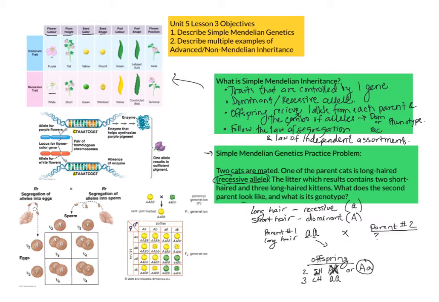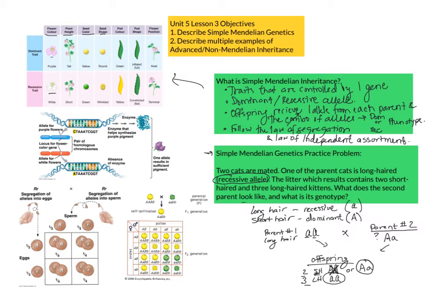Then we can think about parent number 2. Parent number 2 must have at least one dominant allele, because the dominant allele leading to these short-haired kittens can't be coming from parent number 1. It has to be coming from parent number 2. And because this set of parents also had some long-haired offspring who are homozygous recessive, parent number 2 must also have a recessive allele, in order to account for the fact that these offspring had to receive one recessive allele from parent number 1 and one recessive allele from parent number 2.